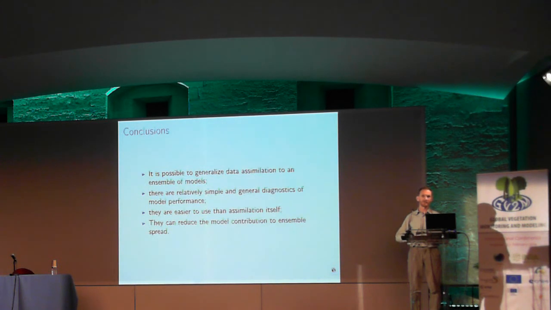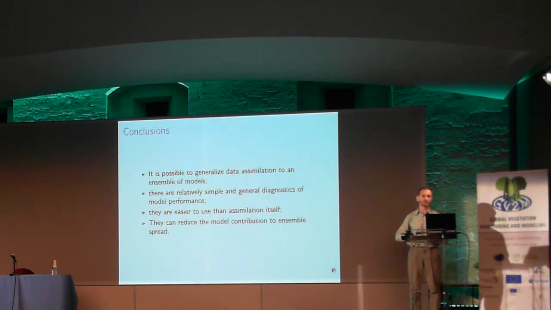Finally, the conclusions. I'm amazed if I'm still in sync with my slides. It is possible to generalize data assimilation to actually choose among models. So the problem of being faced with a model ensemble which you know is going to produce a more reliable estimate, but not knowing what to do with it, I think is addressable. I'd be surprised if this theory is the final answer to this, but it's a step.